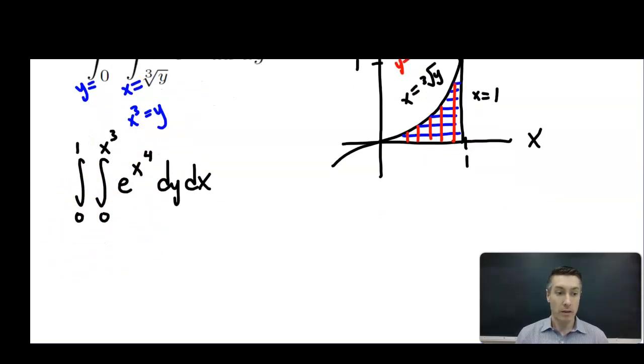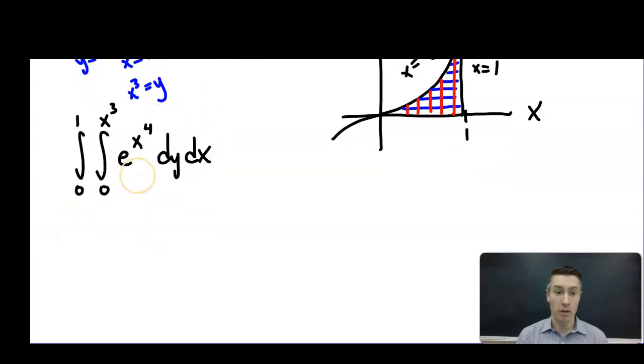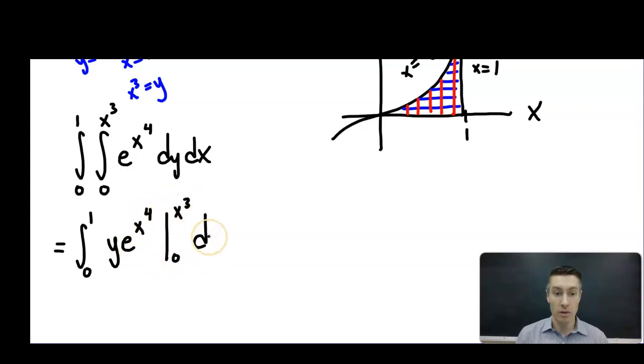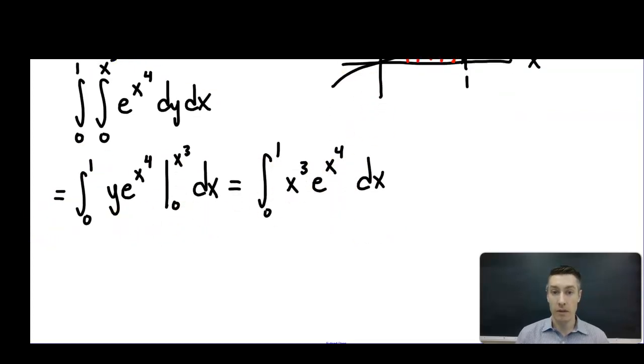Now integrating with respect to y, much simpler. There is no y in the function, so we just get the integral from 0 to 1 of y e to the x to the fourth evaluated from 0 to x cubed dx. So we get the integral from 0 to 1 of x cubed e to the x to the fourth, and then minus 0, and then dx. Let me rewrite that just so it looks a little bit cleaner. Okay, so now we need to integrate.